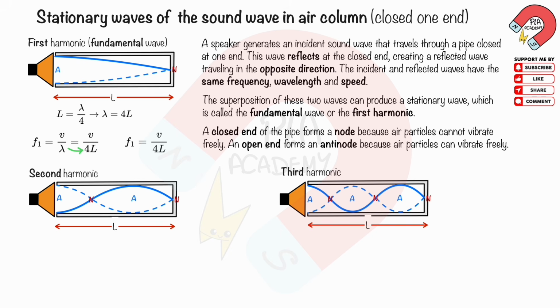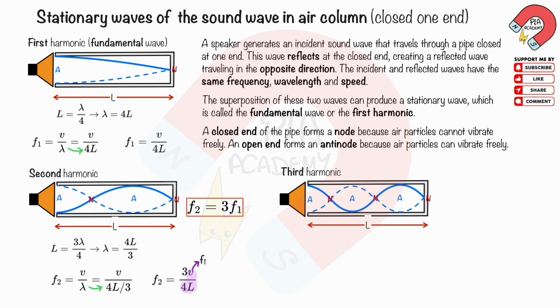The second harmonic has a 3/4 loop pattern, indicating that L equals 3/4 of a wavelength, so the wavelength equals 4L over 3. The second harmonic frequency f2 can be calculated by dividing the speed v by wavelength lambda. Substituting lambda equals 4L over 3, f2 equals 3v over 4L. And v over 4L equals f1. So, f2 equals 3 times f1.